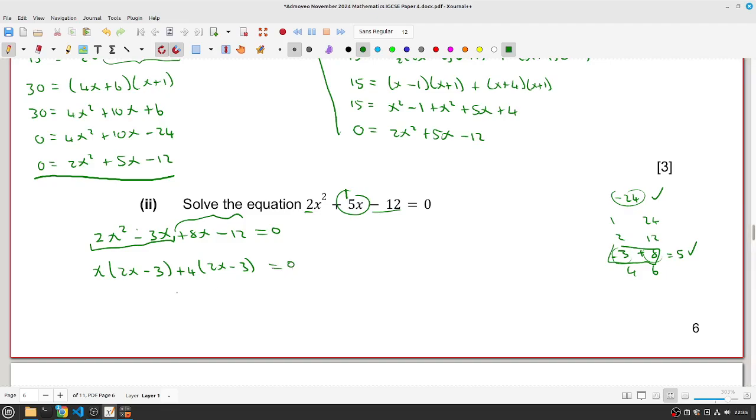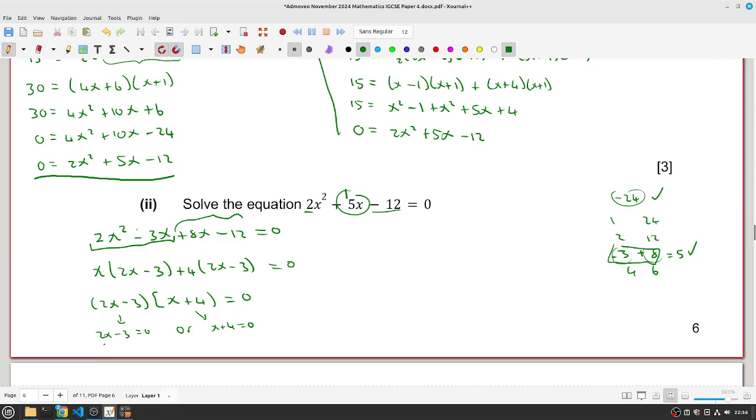So equals 0. Now we have two terms. What is common between these two terms? The bracket 2x minus 3. So now we can take that out as a common factor. What is left if we take out the 2x minus 3 from the first term? An x. And in the second term, a 4 is left. Now we know that either this must be equal to 0 or the other bracket must be equal to 0. That's the only way we can get 0 if we multiply two things: at least one of them must be 0. And we solve both of them separately.